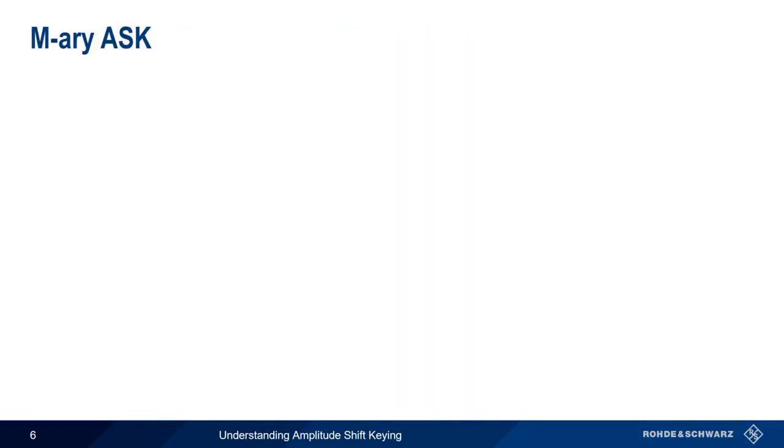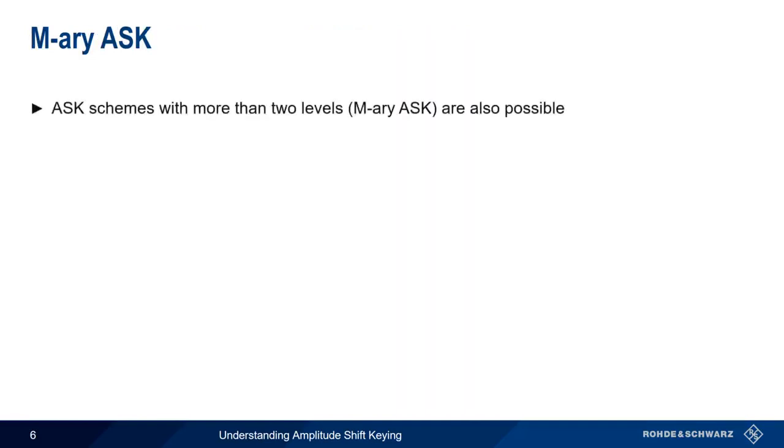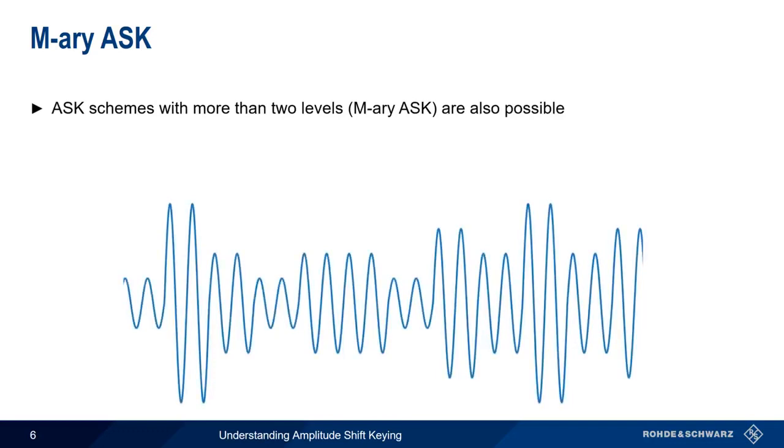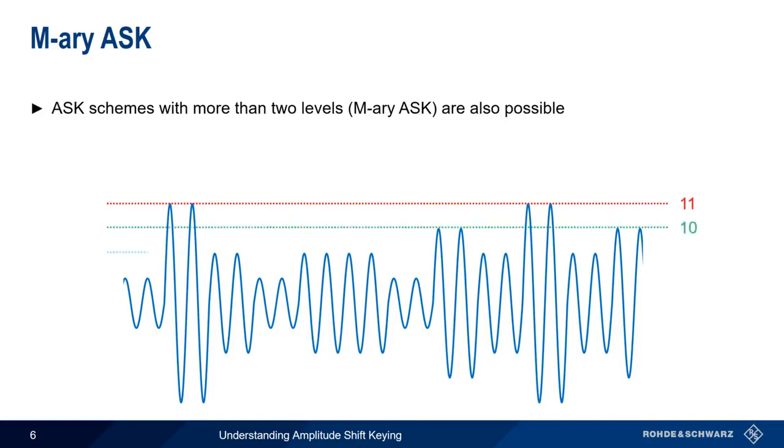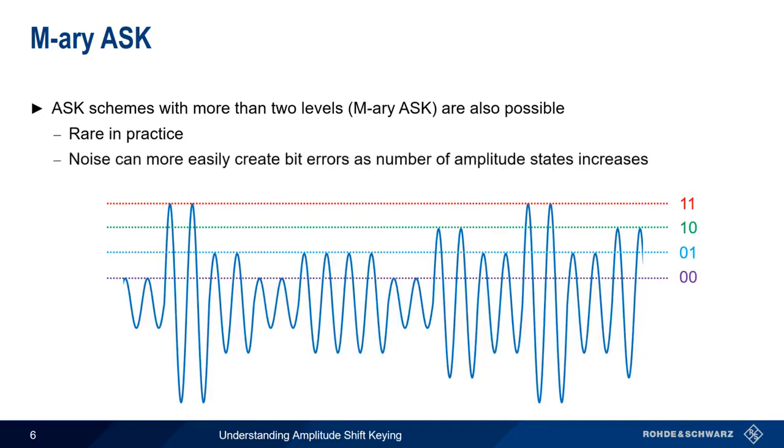All the examples of ASK that we've looked at so far show two levels, but it's possible to implement ASK with more than two levels. This is sometimes called M-ary ASK. For example, here we see the carrier taking on 4 different amplitude states. Each level corresponds to one of 4 different states, and each state can represent 2 bits. The use of more than 2 ASK states is, however, rather rare, largely due to the fact that noise can create more frequent bit errors as the number of amplitude states increases.